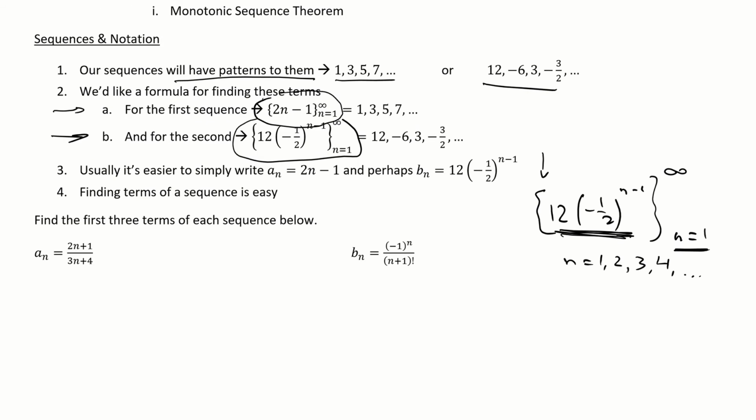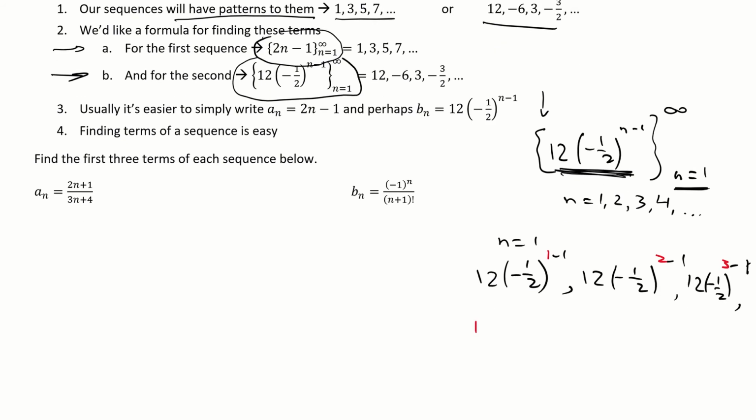So if we continue playing around with this, if n is equal to 1, the first term is 12 times negative 1/2 to the 1 minus 1, comma. Notice I plugged the 1 in where the n is. In fact, I can do that in color right there, okay? The rest are the same. 12 times negative 1/2 to the 2 minus 1. Next one, 12 times negative 1/2 to the 3 minus 1, etc. And then you compute it.